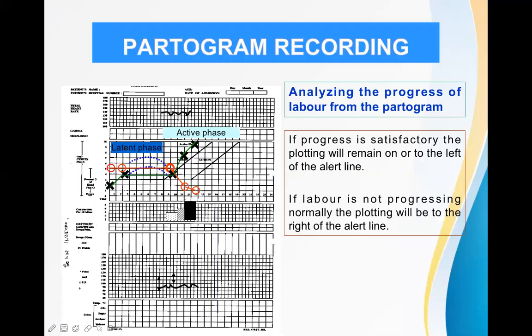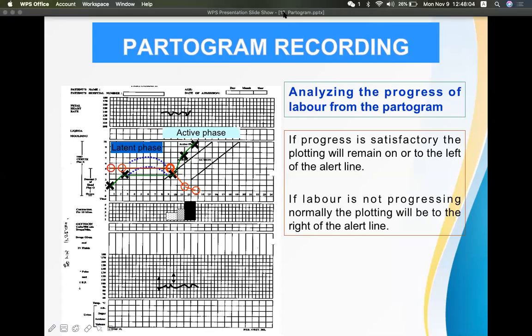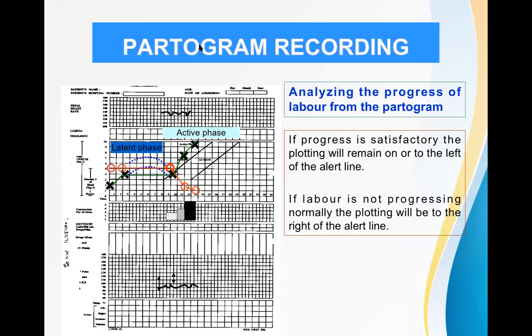Now we have come towards the end of this topic. This is the analyzing of the progress of labor from the partogram. If progress is satisfactory, the plotting will remain on or to the left of the alert line. This is the take-home message from this class. Never forget this. If progress is satisfactory, the plotting will remain on or to the left of the alert line.